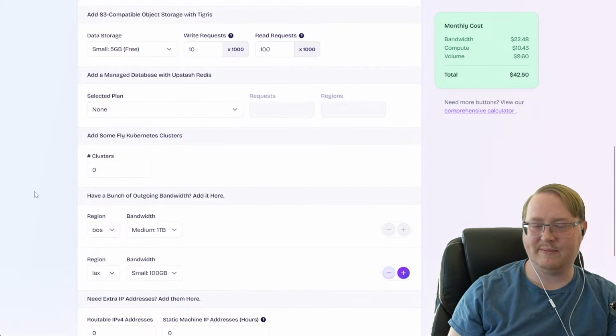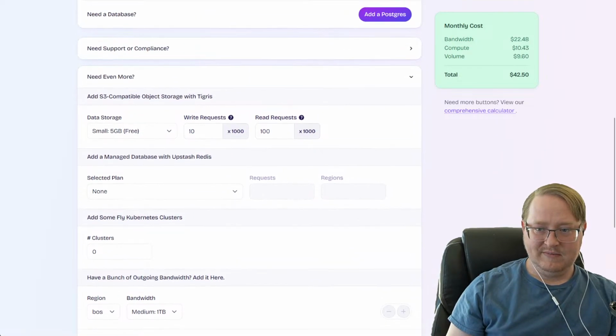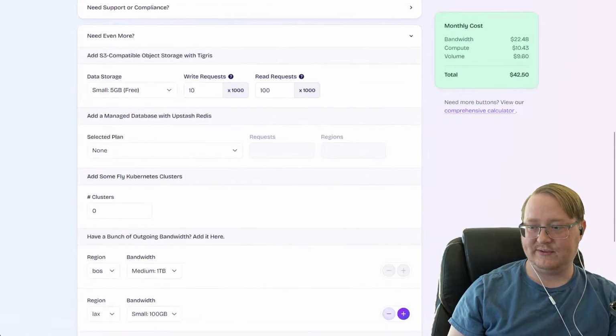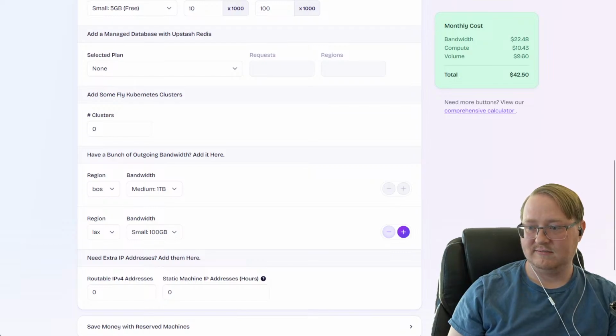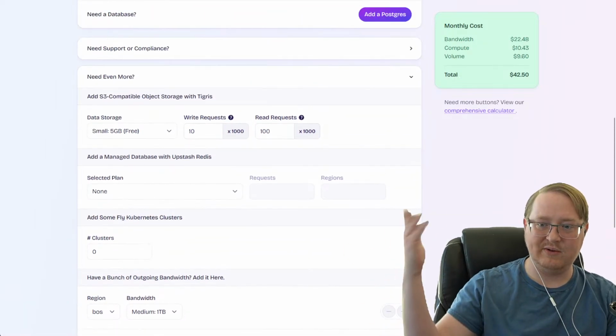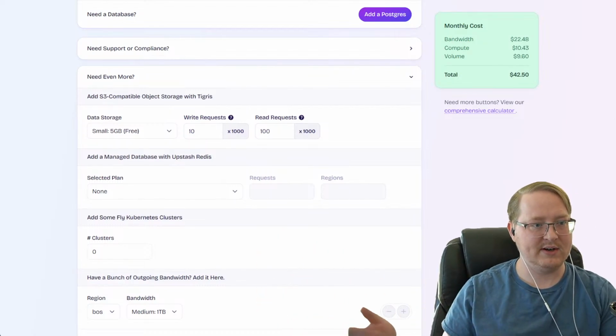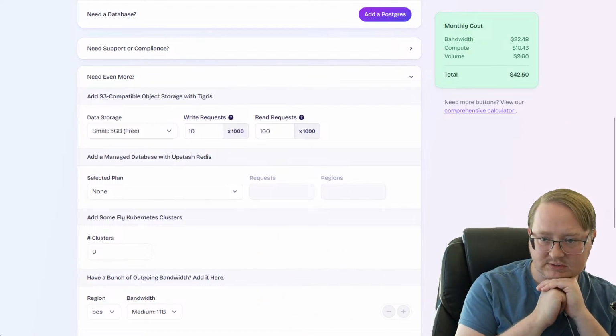Okay, so it's looking like about $40 a month, which is a pretty sane price for a terabyte, yeah. Every day we download 50 gigs or so, 20 times a month, about a terabyte. Something like that.